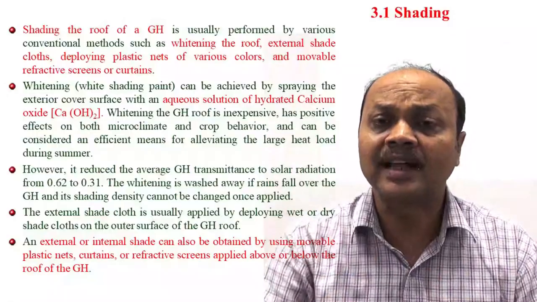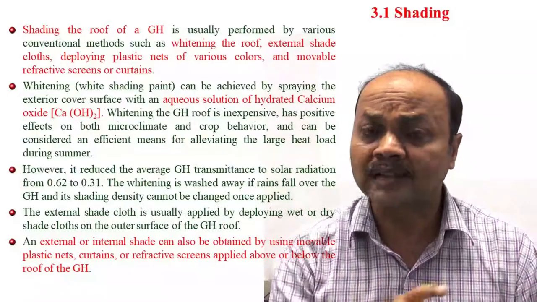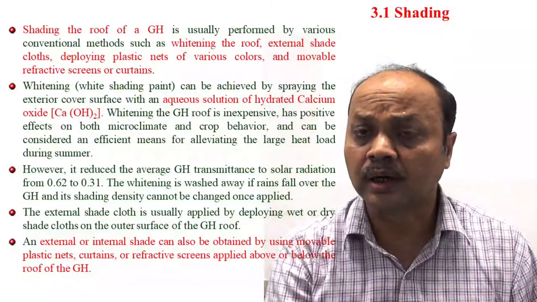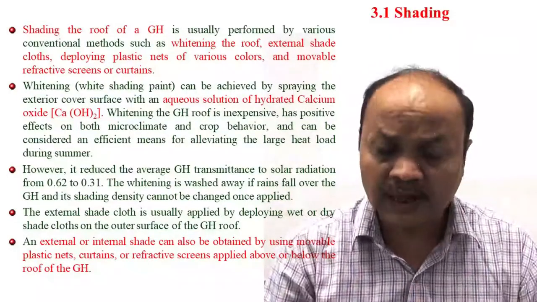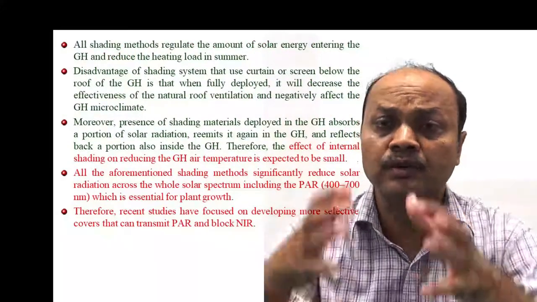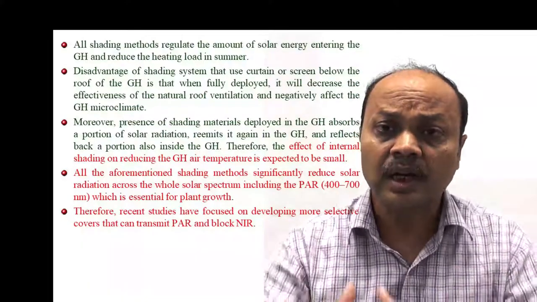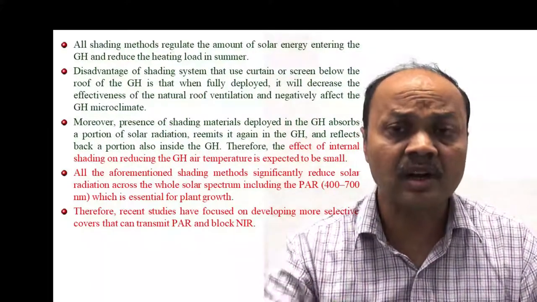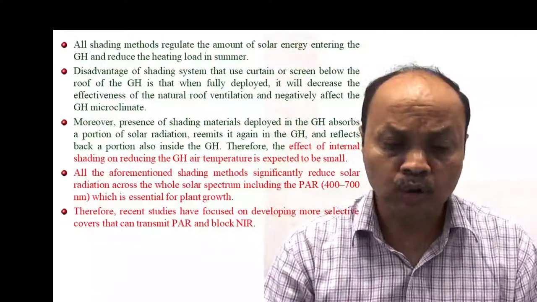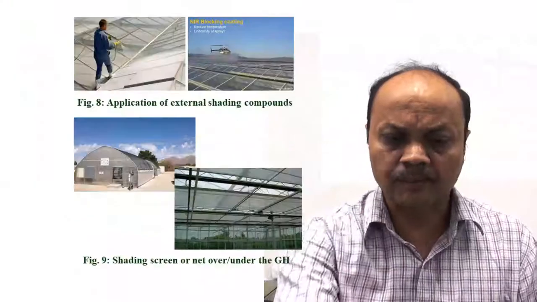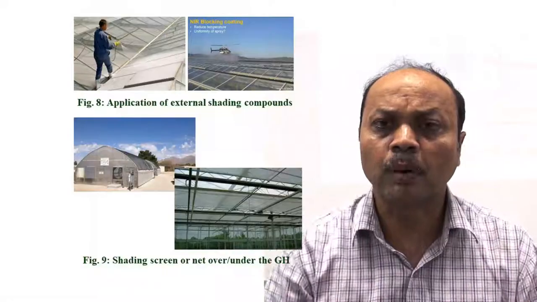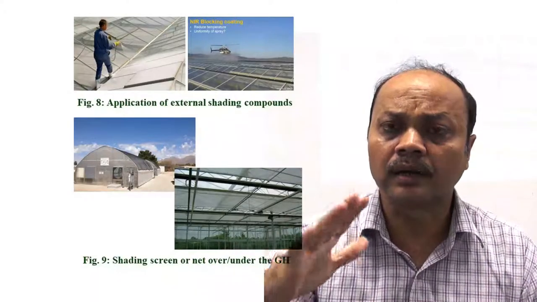Ideally it should be 100% reflected, and the temperature will reduce, but what about the light? Because light is also important. How much light is the plant getting? During summer it affects this, and after that, when the rainy season comes, it is washed out, but it affects the transmission property of your cladding material. So you have to look into all those factors. You spray the paint on top of the greenhouse, and it reduces the temperature.